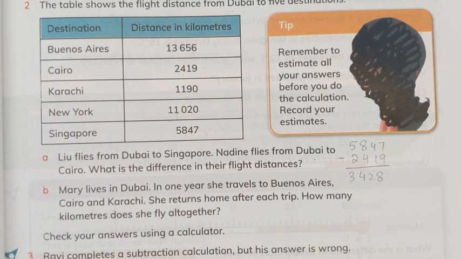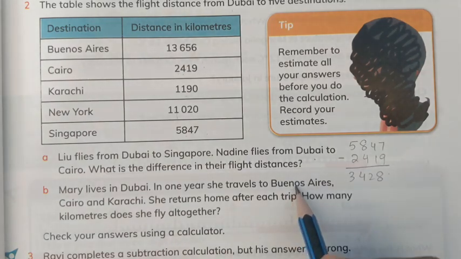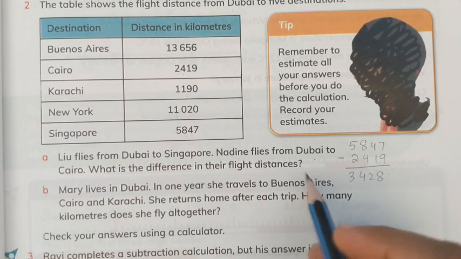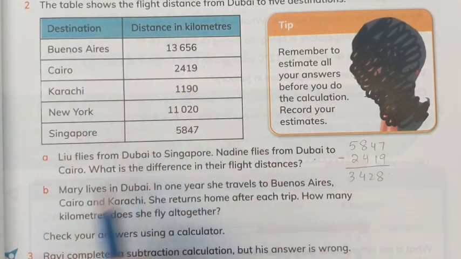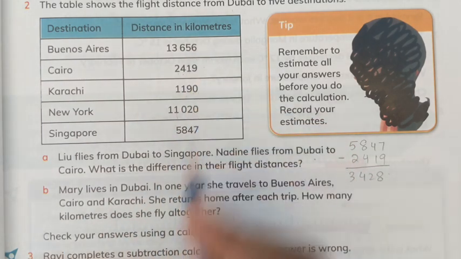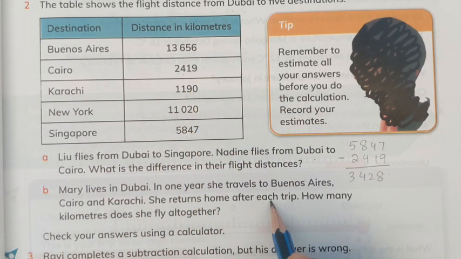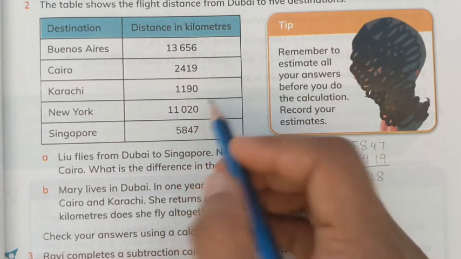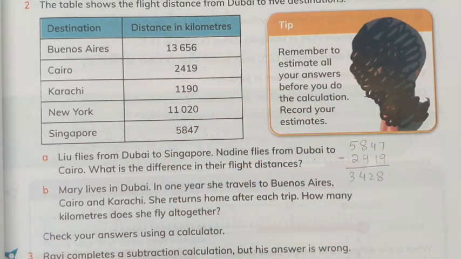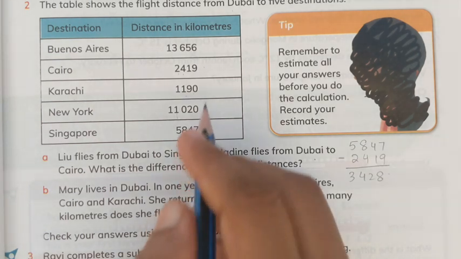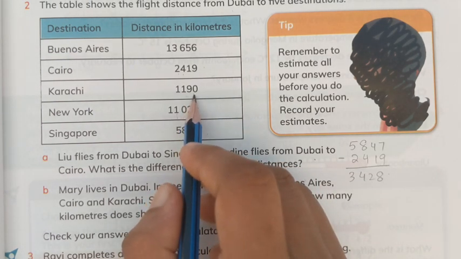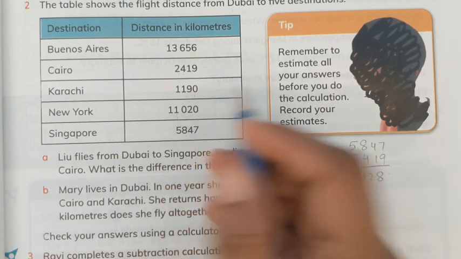And Mary lives in Dubai. In 1 year, she travels to Buenos Aires, Cairo, and Karachi. She is traveling to 3 destinations. First, she traveled to Buenos Aires, then Cairo, and then Karachi. These are the first three destinations. She returns home after each trip. How many kilometers does she fly altogether? So we just have to add them up, and upon adding 13,656, 2,419, and 1,190, we are going to get a total of, I guess, 17,265.